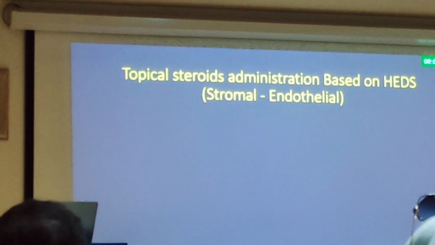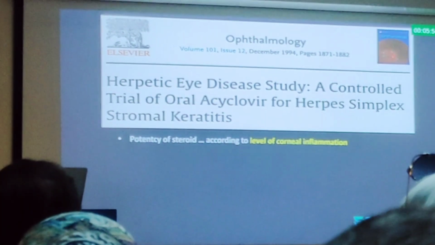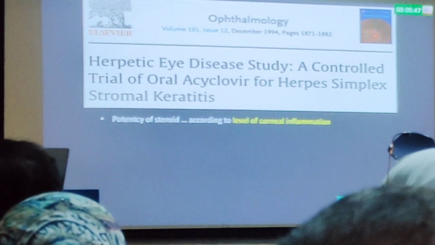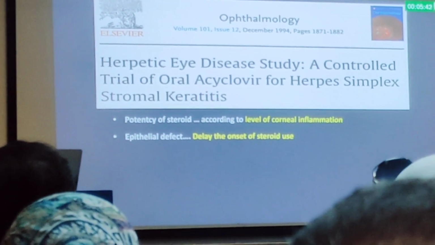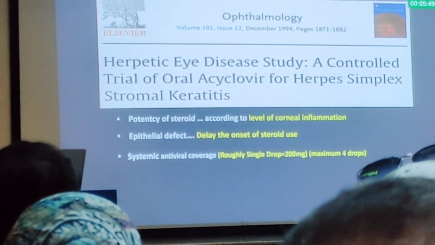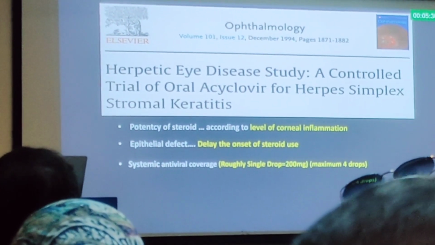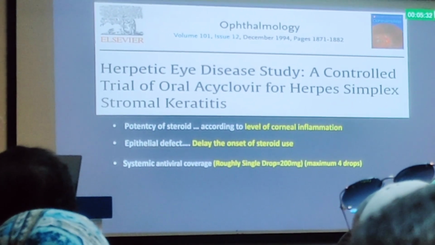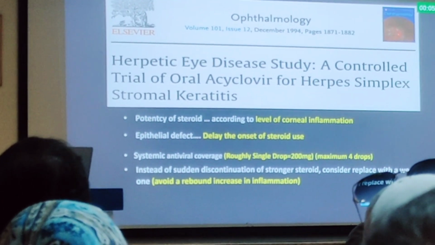Topical steroid administration is based on the Herpetic Eye Disease Study. The potency of a steroid is chosen according to the level of corneal inflammation. In the presence of epithelial defect, delay the onset of steroid use. For systemic antiviral coverage, we roughly calculate that a single drop of topical steroid must be covered with at least 200 milligrams of systemic acyclovir, with a maximum of 4 drops of steroids.